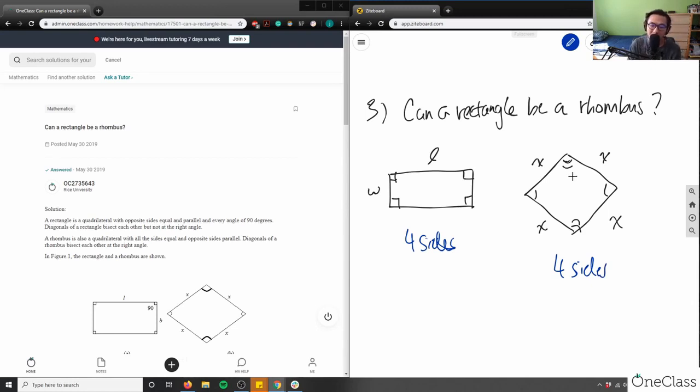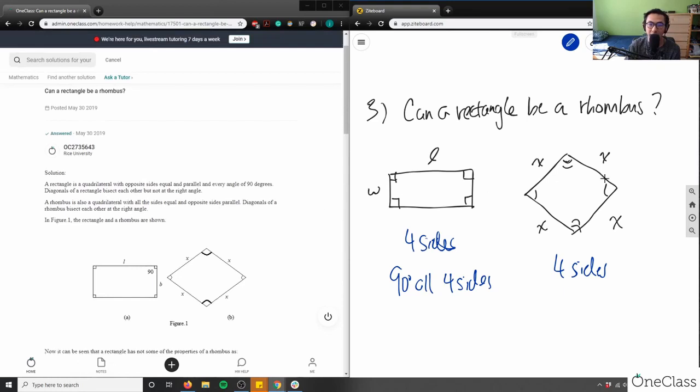A rectangle has 90 degrees on all four sides, right? Whereas the rhombus doesn't necessarily have to have 90 degrees. The angles differ. In this case, the angles are the same for two sides and the same for the other two sides, but they don't have to equal each other. They could also be 90 degrees, but they don't have to be.